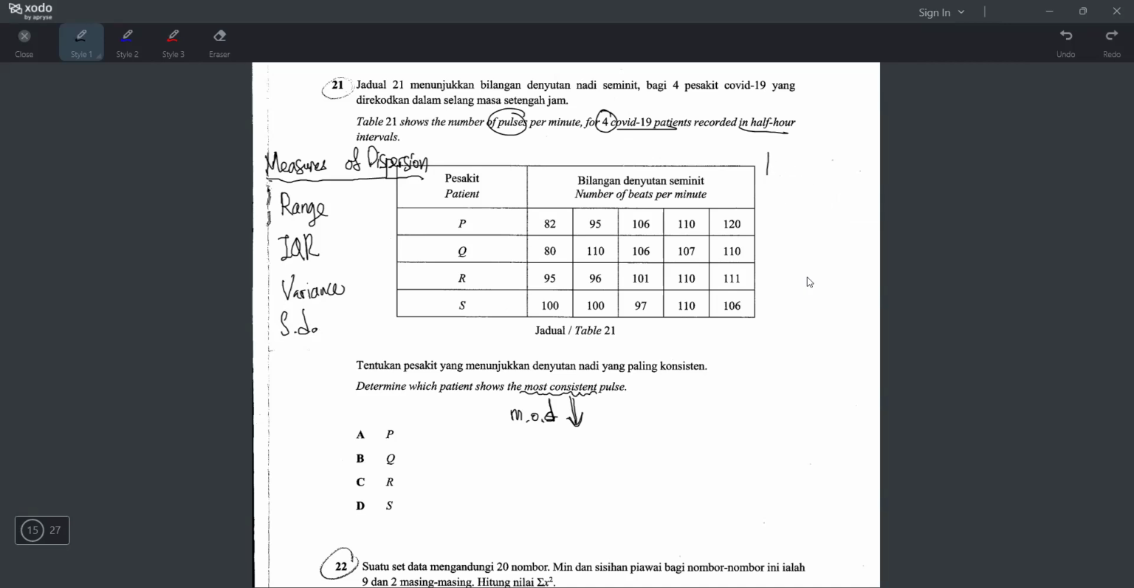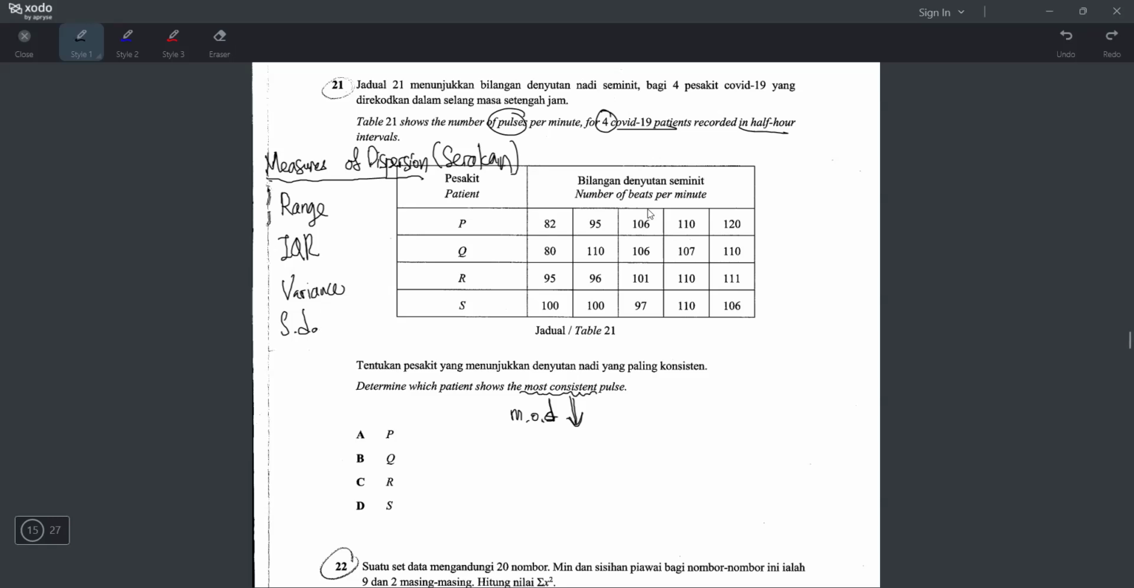Okay, so let's talk about measures of dispersion. What is dispersion? In Bahasa Melayu, dispersion is serakan. And what is serakan? Serakan is like how dispersed, how serak is the thing, right? So you can use these 4 things to measure how consistent is the data. If your measures of dispersion are very high, that means it's not consistent. But if your dispersion is very low, it means your serakan is very low, it means all your values are very consistent, right? And you can use these four things to measure, right?